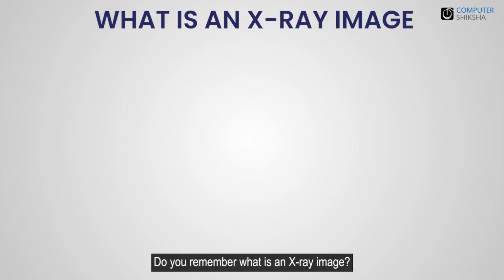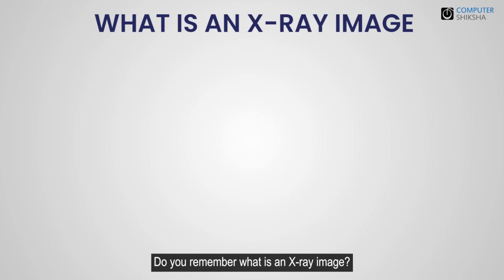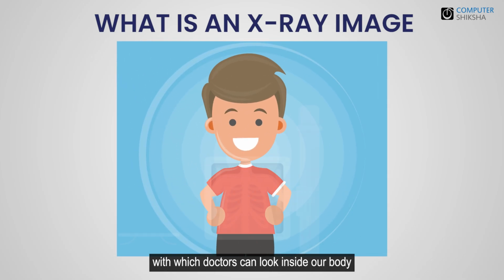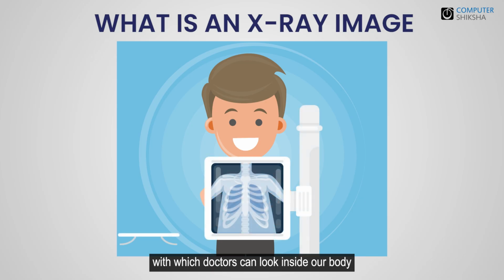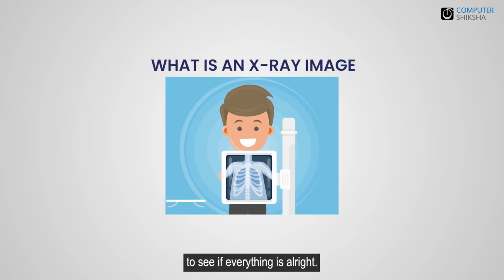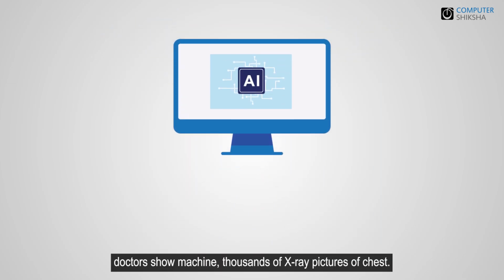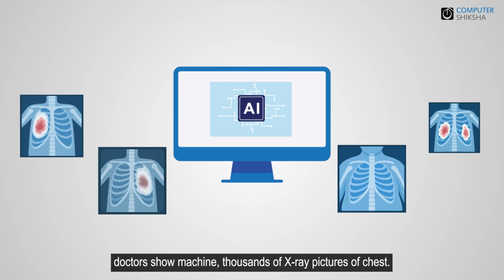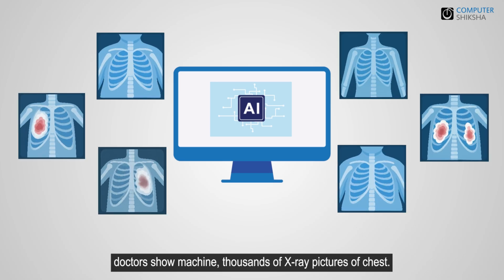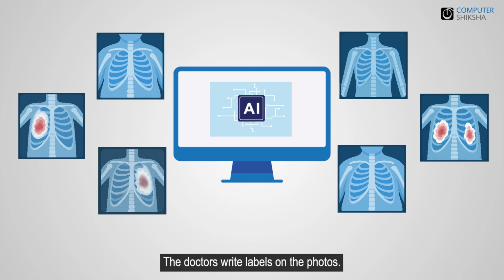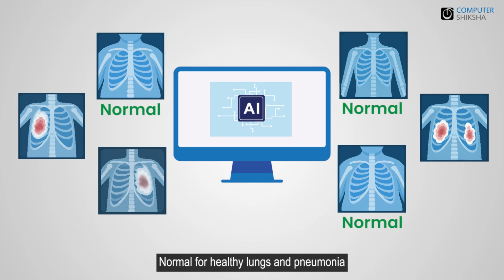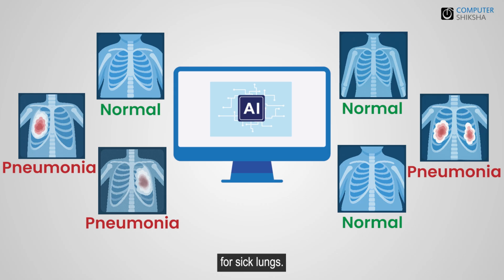Students, do you remember what an X-ray image is? An X-ray image is a photo with which doctors can look inside our body to see if everything is alright. In a hospital, doctors show the machine thousands of X-ray pictures of the chest. Some of these photos are of healthy lungs and some are of lungs with pneumonia. The doctors write labels on the photos. Normal for healthy lungs and pneumonia for sick lungs.